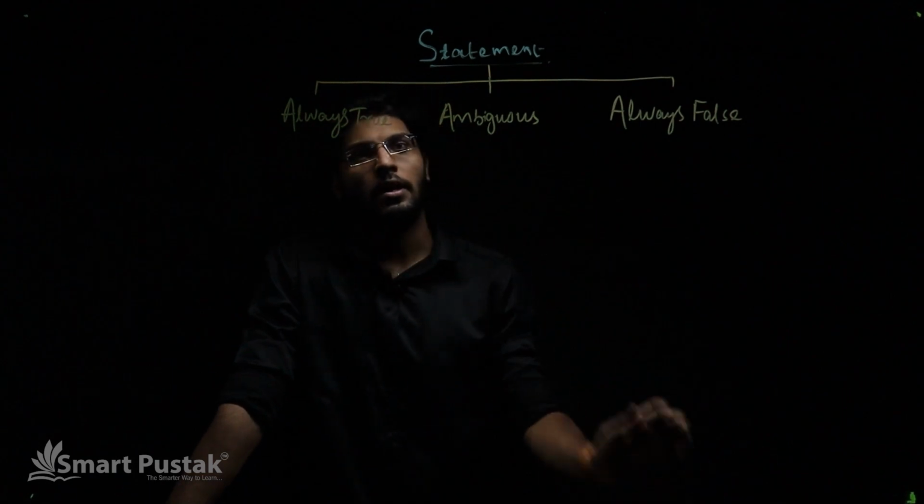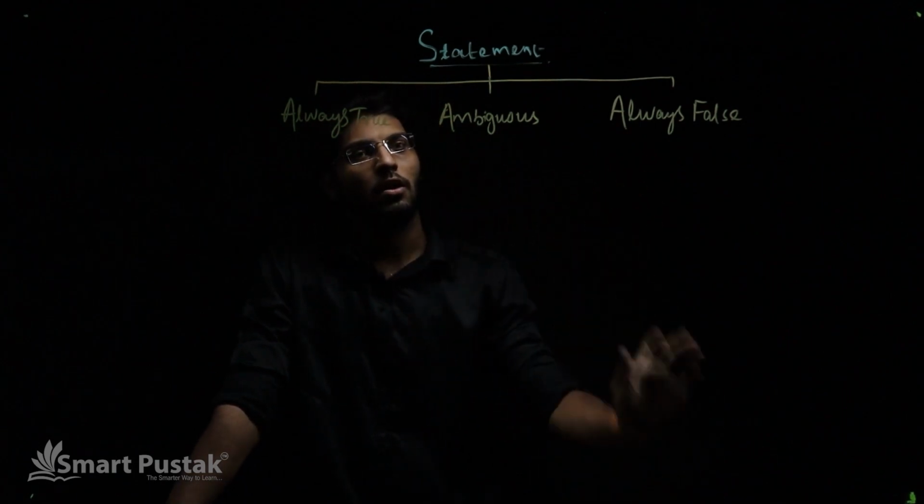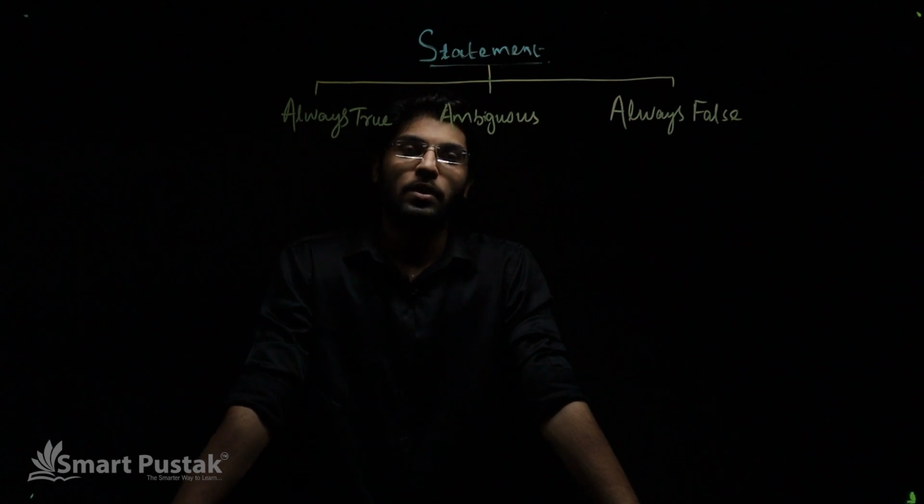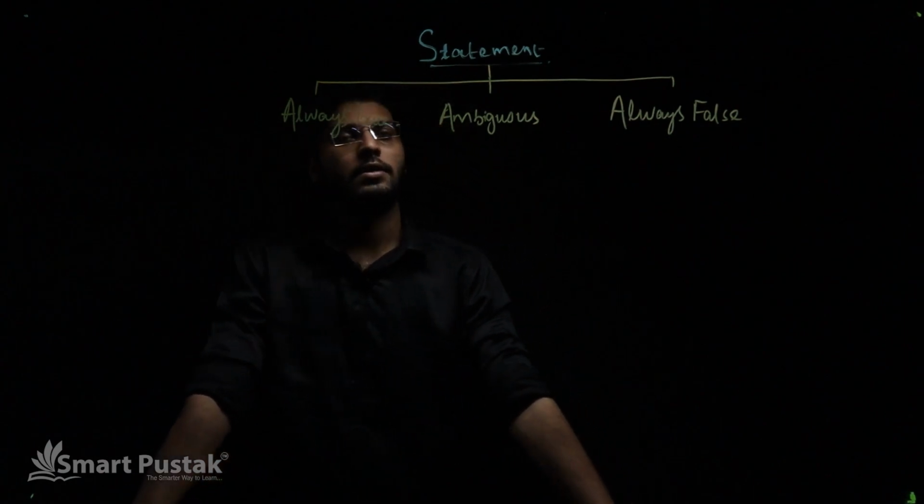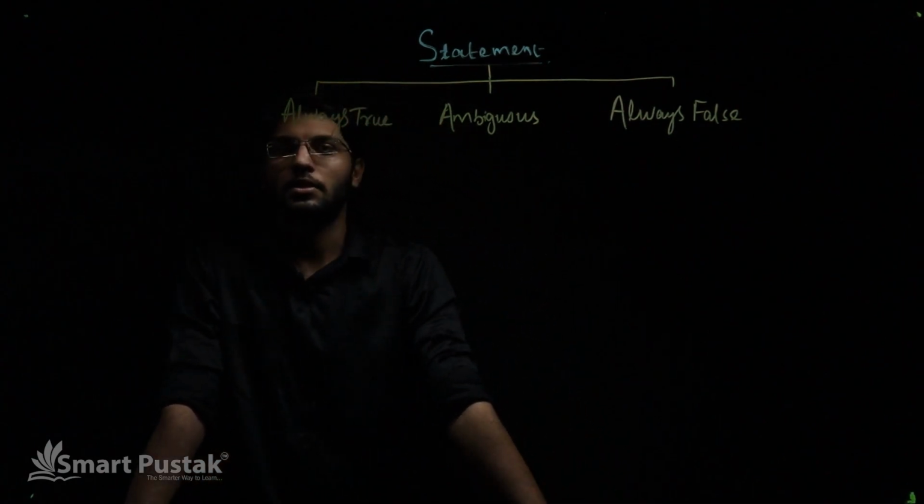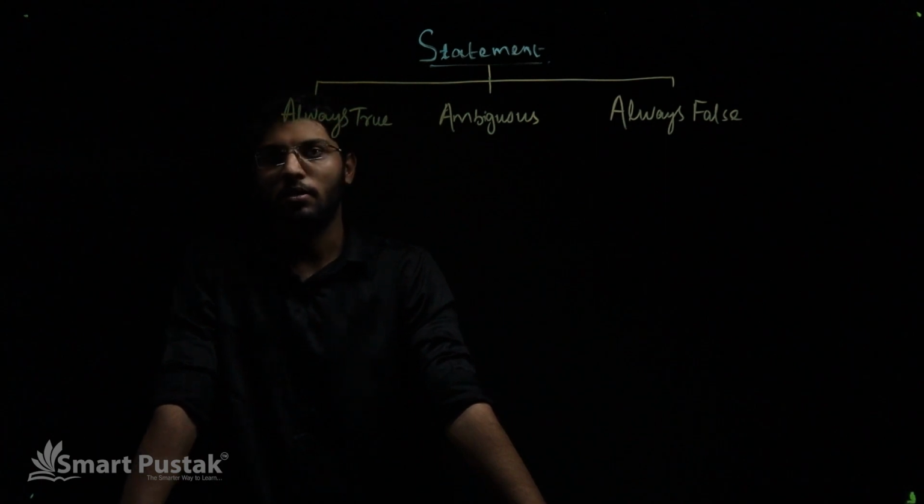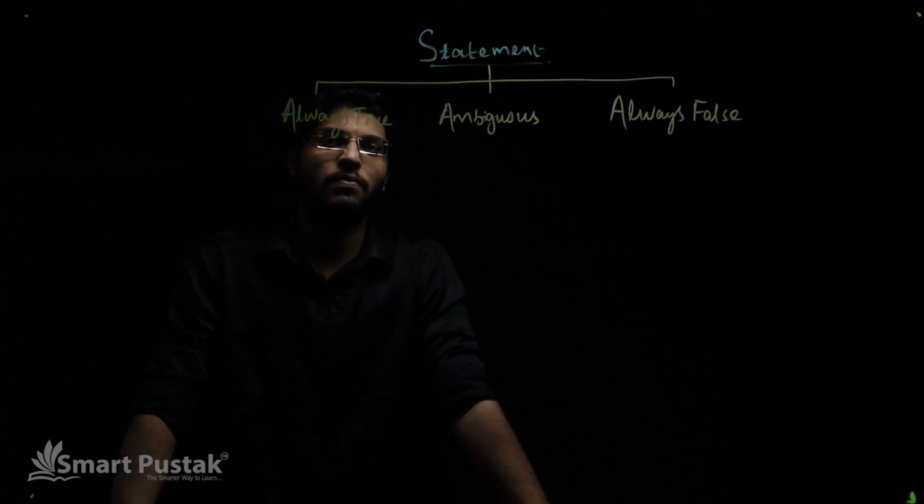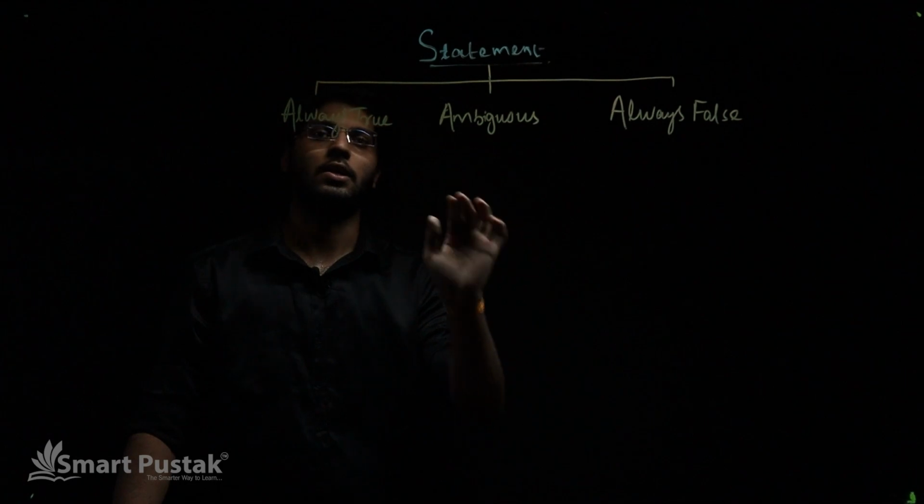An ambiguous statement can't be always true and can't be always false, because without knowing the situation, we can't say whether the sentence is true or false. That type of sentence only falls under this ambiguous category.